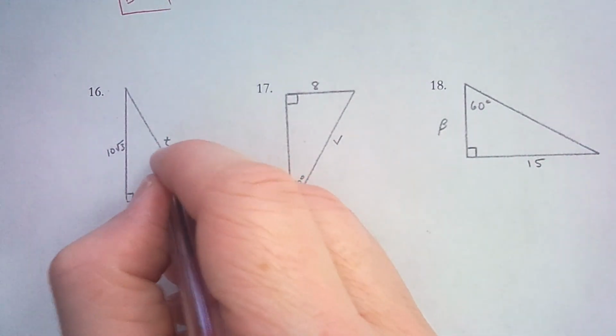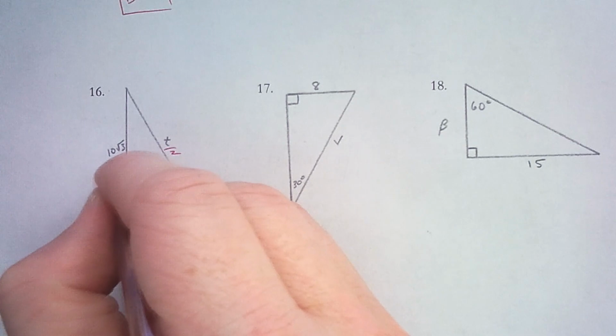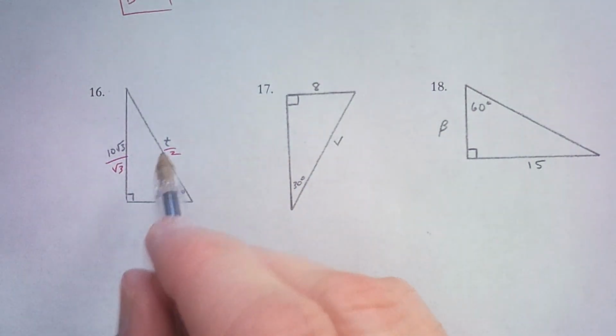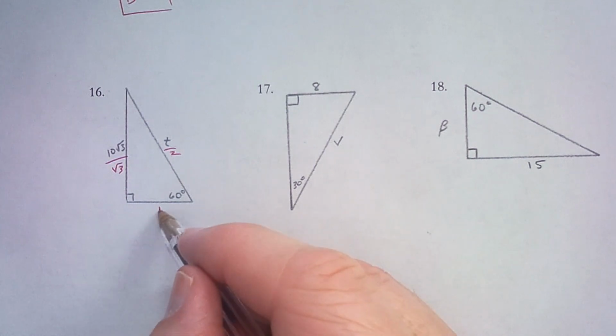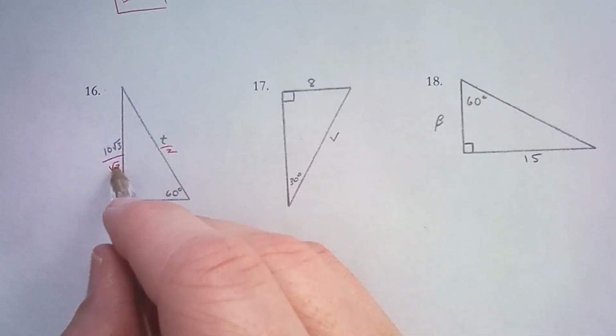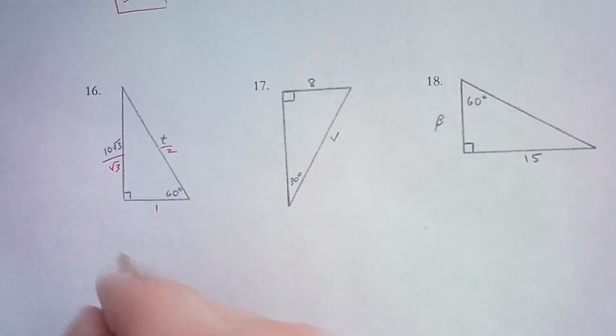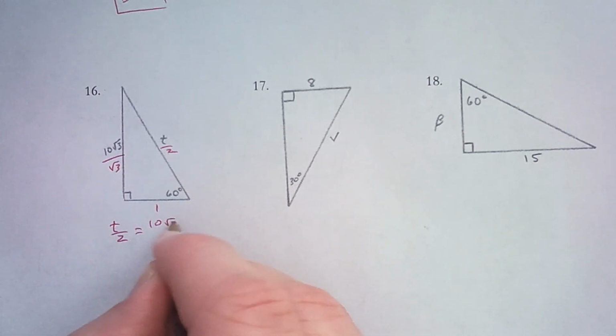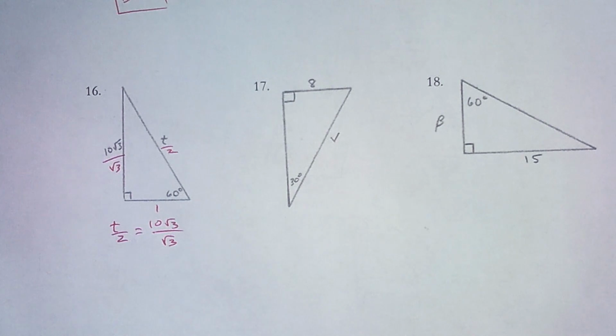Okay, short leg is to 1, hypotenuse is to 2, long leg is to the square root of 3. Okay, so we need to be able to remember 1, 2, root 3. 1 is the shortest, 2 is the longest, root 3 is medium. So I have t is to 2, as 10 root 3 is to root 3.